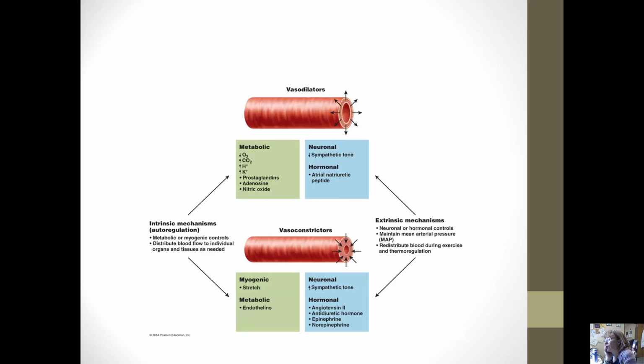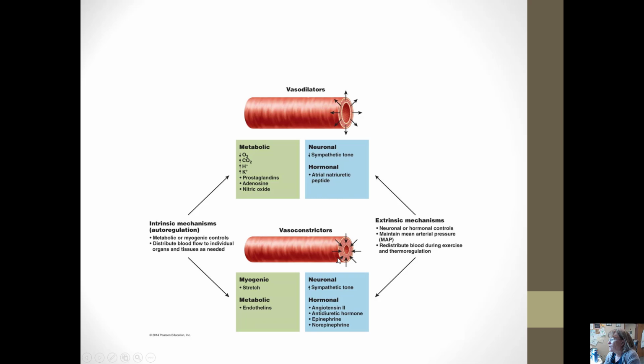This picture shows some things that will cause a change in peripheral resistance due to vasoconstriction or vasodilation. We have two mechanisms for this. We have an intrinsic mechanism, which is going to happen right at the level of the blood vessel itself, and we won't have the higher brain centers or even the medulla involved. These factors will act on the smooth muscle itself and be very local. As you can see, they distribute blood flow to individual organs and tissues as needed.